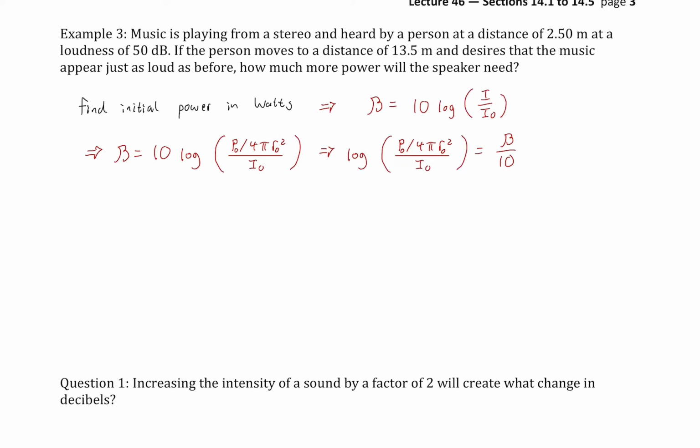So we want to solve for the power, okay? So we're going to solve for P naught, the initial power. So P naught is just the power of the speaker when it's operating at its original distance. Okay, so that's all I'm doing here. Same idea, but instead of isolating R, I'm isolating P.